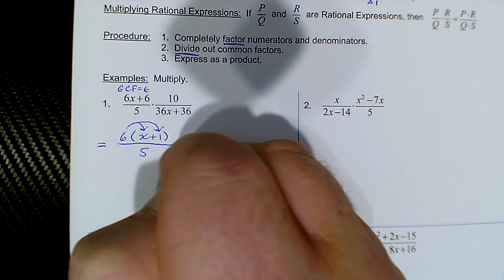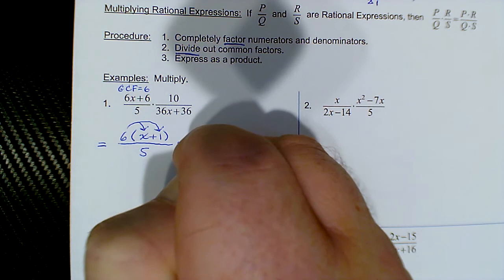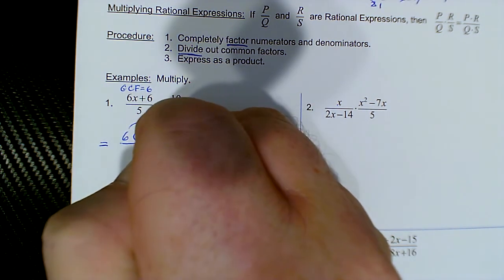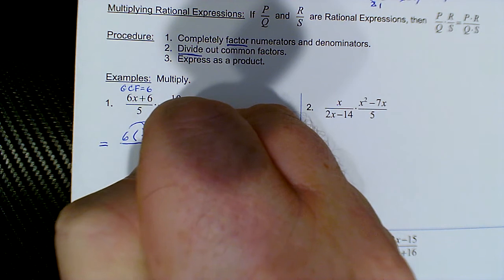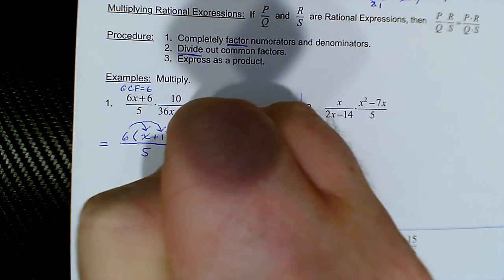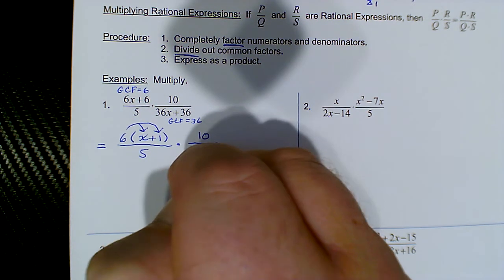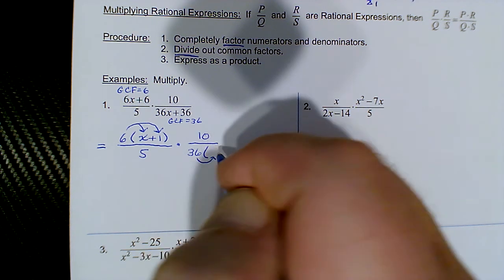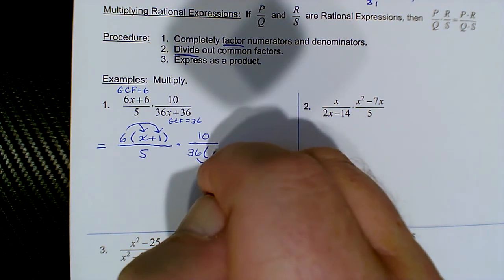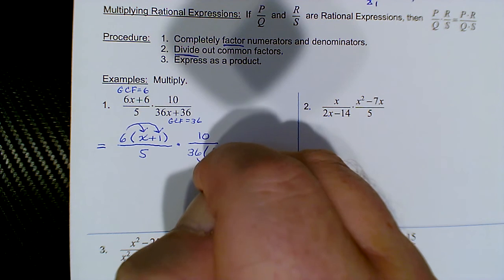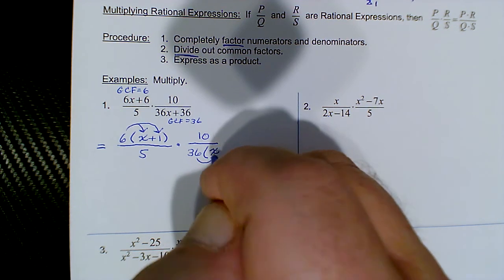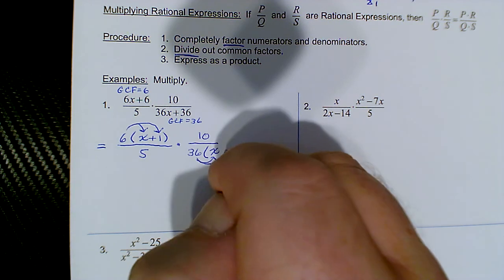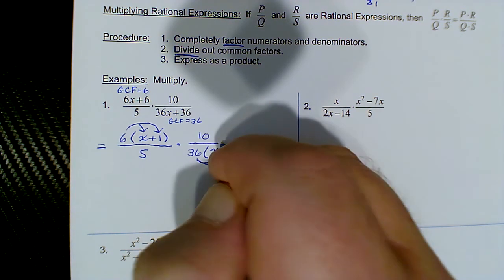Similarly, the 10 we're going to leave alone. But now the 36x plus 36 has the greatest common factor of 36. So if we factor out the 36, again reversing the distributive property, 36 times what gives 36x? That would be an x. And then to get the second term, 36 times what gives 36? And that would just be plus 1.